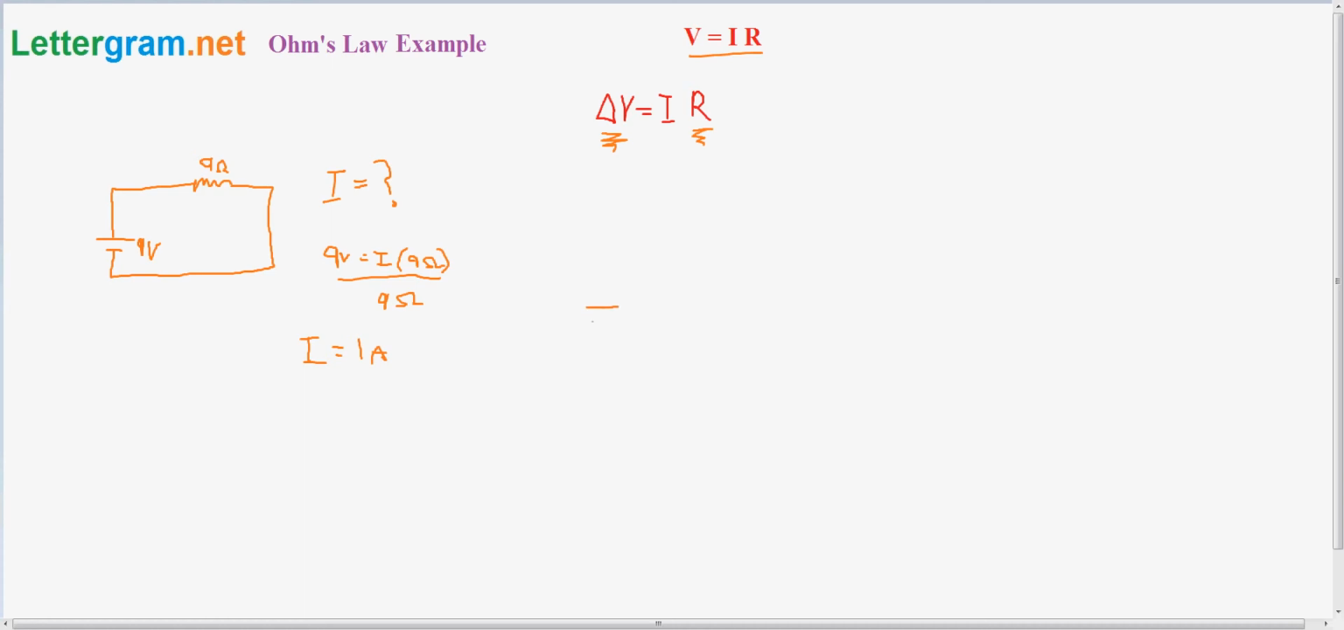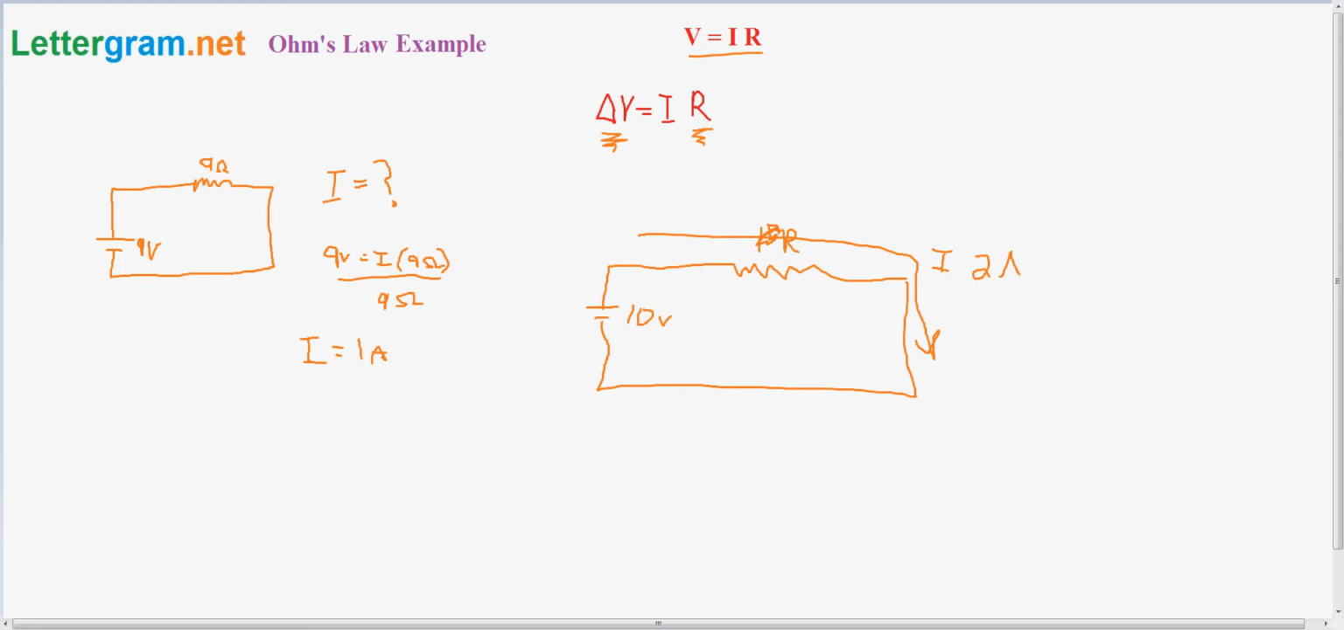I'll do another example. This one will be 10 volts. Goes around. And we have 15. Or actually, sorry, we have an unknown resistance. And the current running through the system is 2 amps. So what we do is we take V is equal to 10, I is equal to 2 amps, and R is unknown.